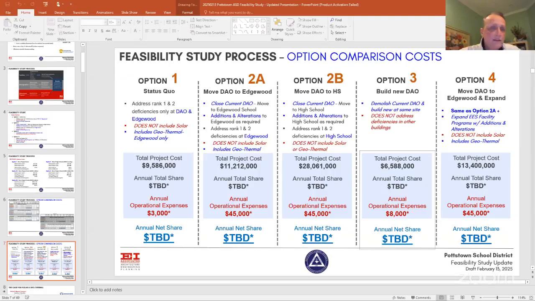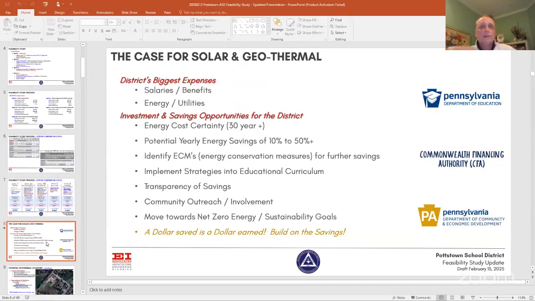So our next slide, hold on one second. All righty. So the next step, in conjunction with this, with Edgewood, understanding the amount of deficiencies that need to be addressed, we started looking at Edgewood from a solar perspective and also a geothermal perspective, not only from a sustainability standpoint, but also from a cost saving standpoint, understanding there's initial investment for both, but you have very efficient systems for both of these. And the district's biggest expenses are salary, benefits, and energy and utilities.